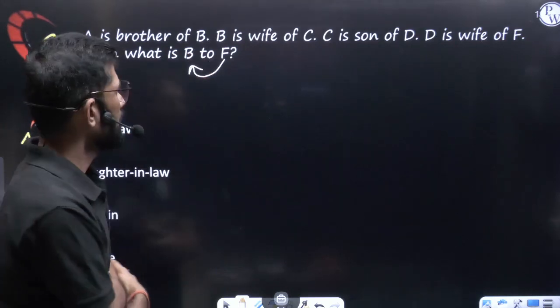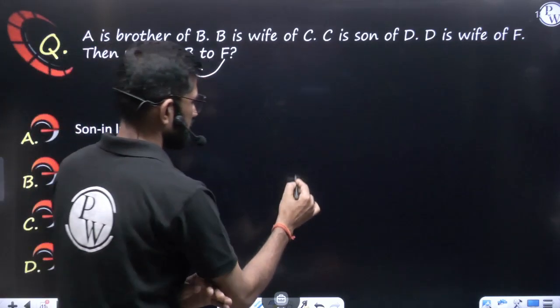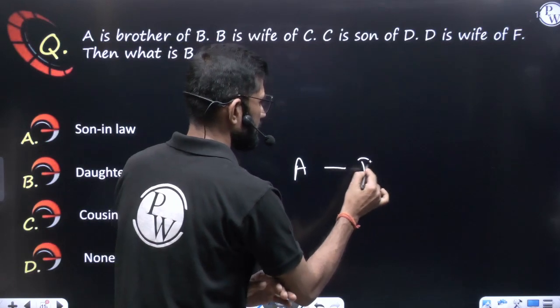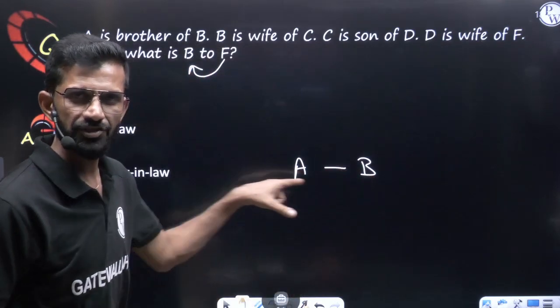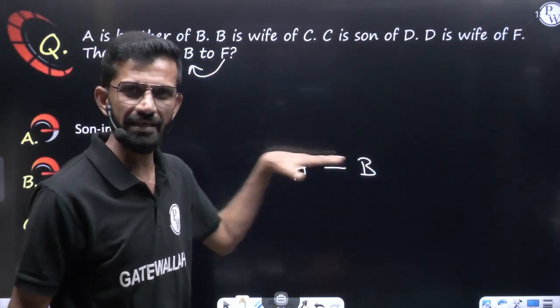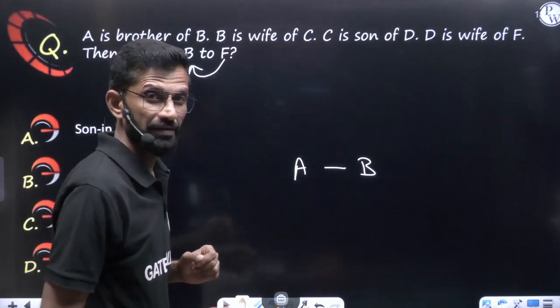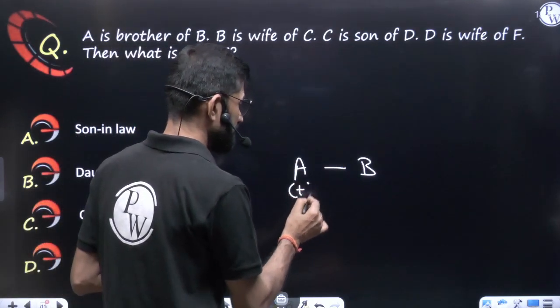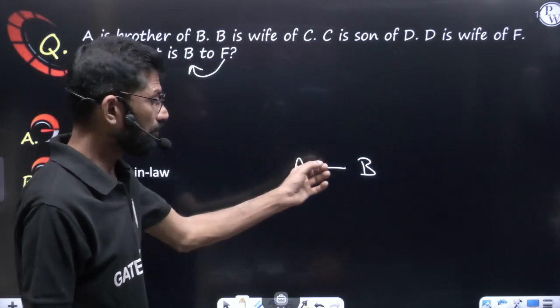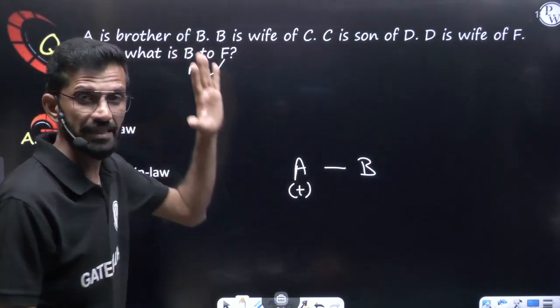Now let us understand. A is brother of B. So I wrote in the same generation, parallelly, straight. A is the brother, so I know A is positive here. Male I wrote as positive. Now B's gender is not clear. Up till here B's gender is not clear.